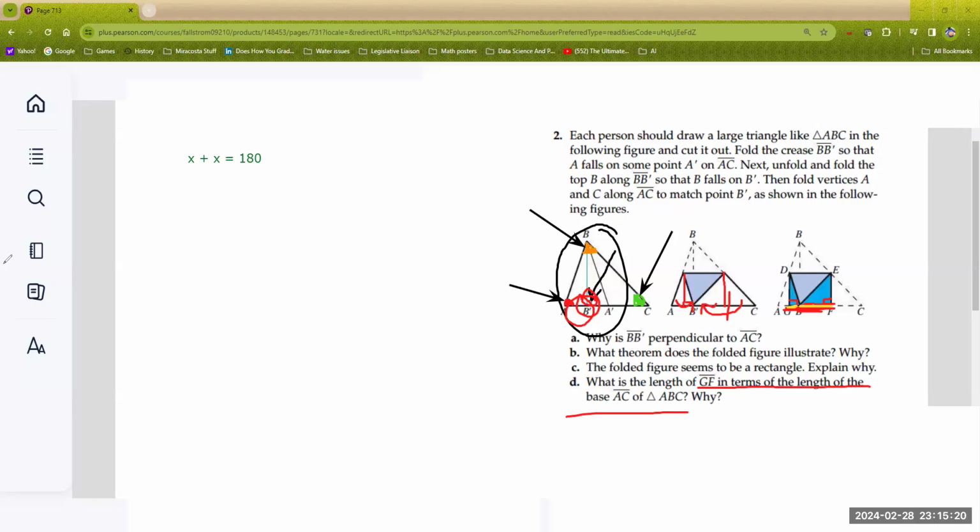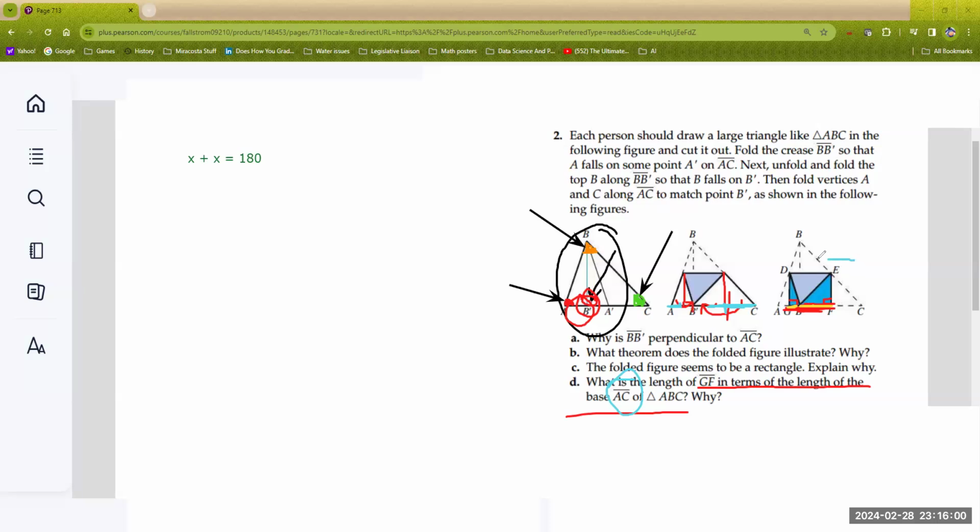Now let me demonstrate kind of what that would represent though. So over here, we have half of this, which is half of AB prime. And then I have half over here as well, which is half of CB prime, which is the same thing as CF. So when you fold things in and you unfold them, they kind of line up on top of each other, you've got to have twice as much. So AC, whatever that length is, half of that length is GF.